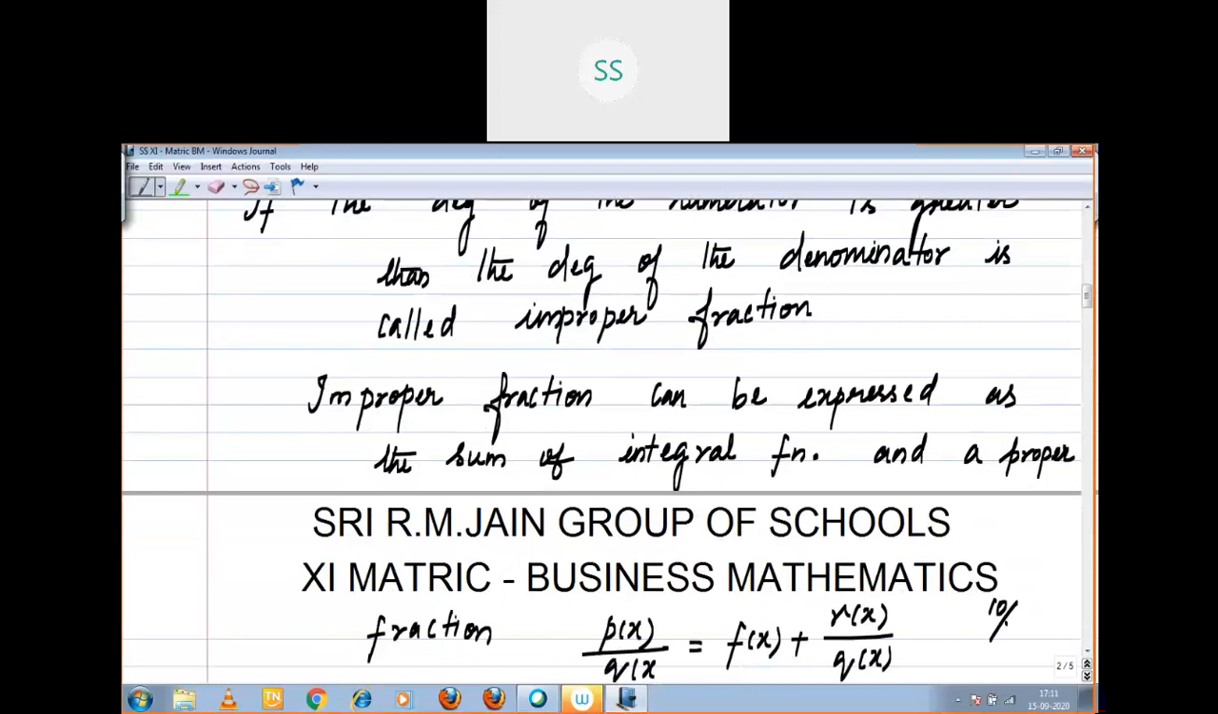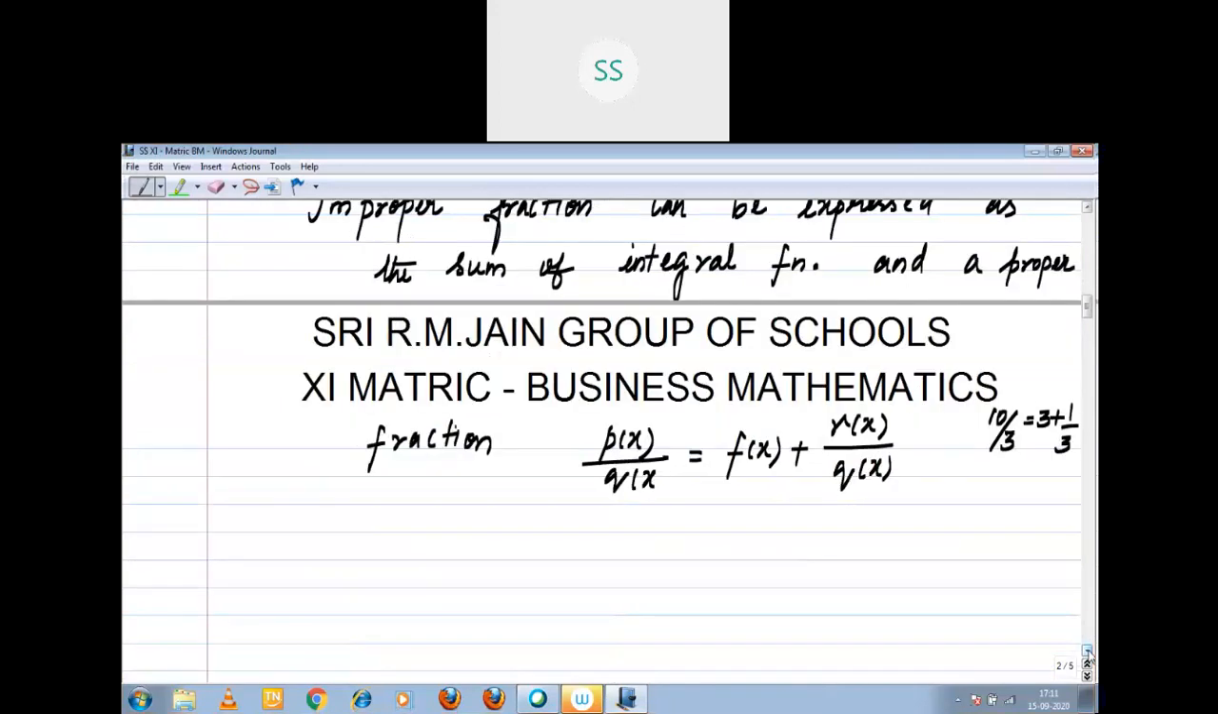For example, 10 by 3. How to write? 3 plus 1 by 3. Got it, children? 3 is your f of x, 1 is your r of x, 3 is your q of x. What is it? Dividend equal to divisor into quotient plus remainder, right?